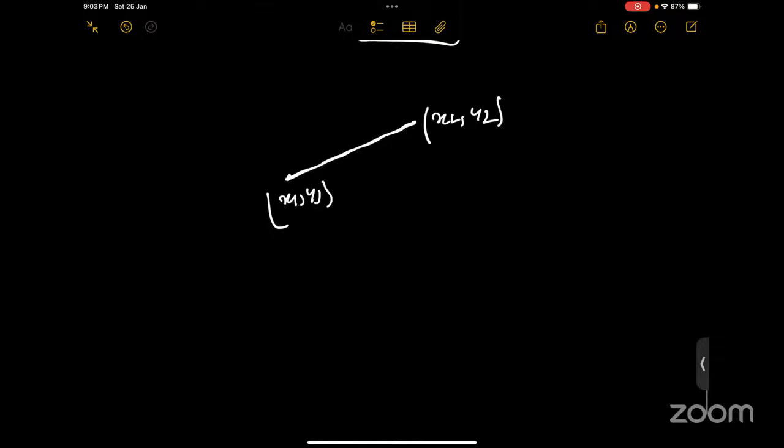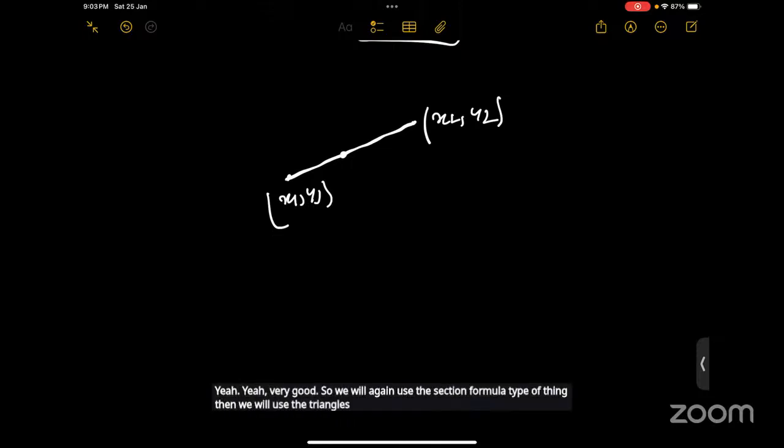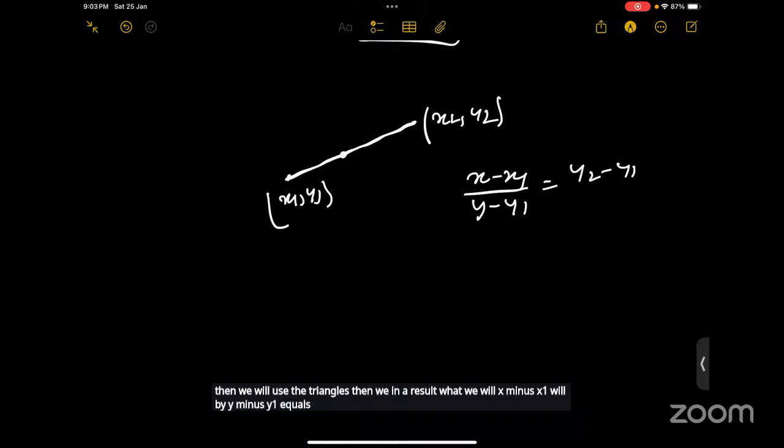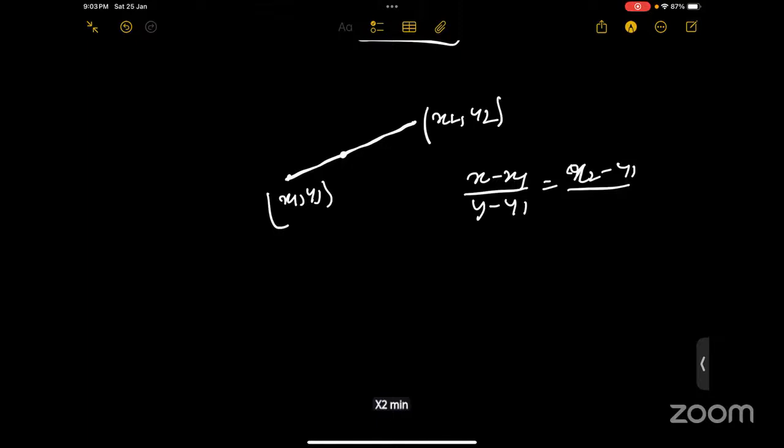What is the equation? We can take any arbitrary point. Then basically we will use the section formula type of thing, right? In a similar manner, y minus y1, arbitrary point. Very good. So we will again use the section formula type of thing. Then we will use the triangles. Then as a result, what will we get? x minus x1 by y minus y1 equals x2 minus x1 by y2 minus y1, right?